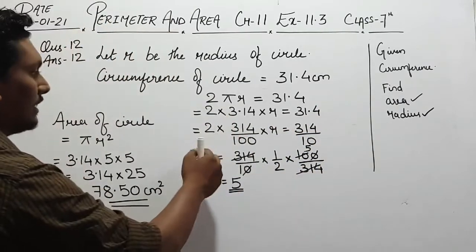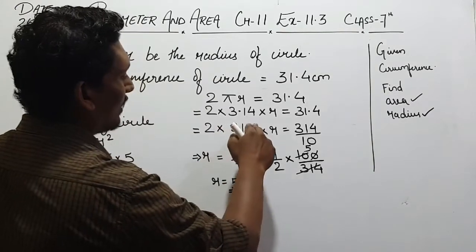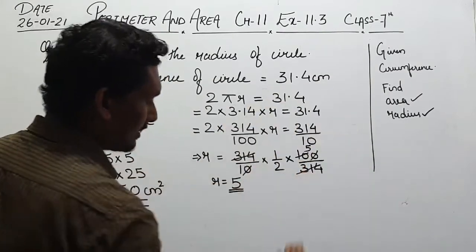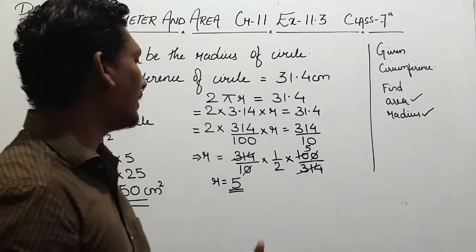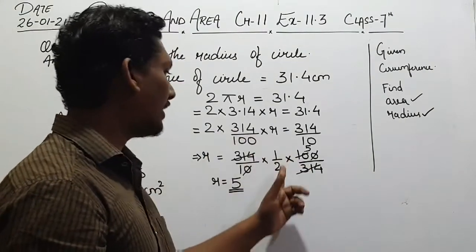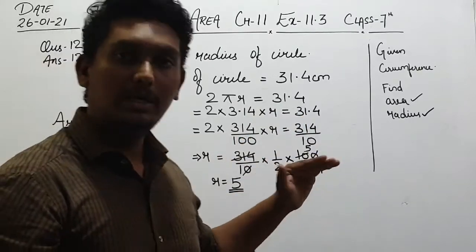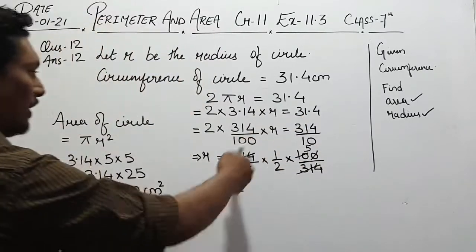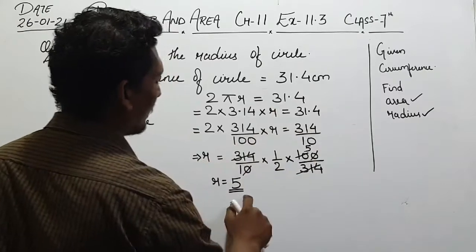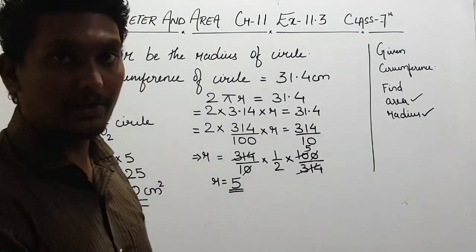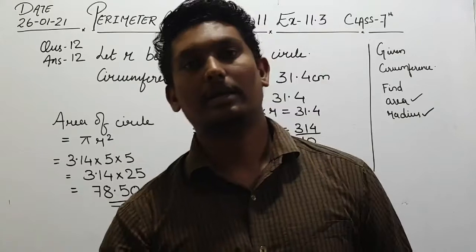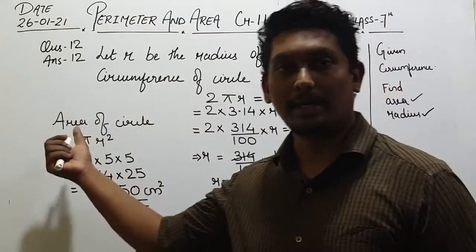Then we have to shift this 2 and 314 by 100 to the RHS side. While shifting this, it will become reciprocal. 2 will become 1 by 2 and 314 by 100 will become 100 upon 314. Calculate it, cancel it. After cancellation, you will get radius equal to 5 centimeter, and after that we have to find the area. The next part was to find the area.